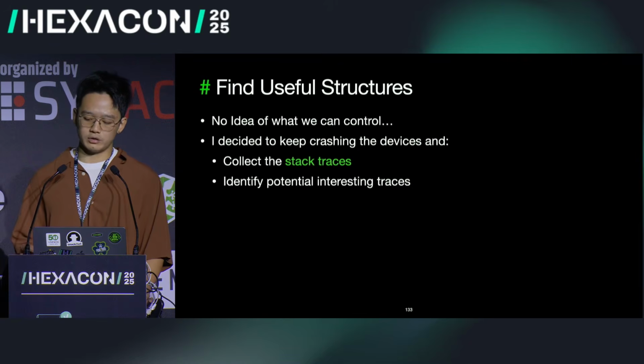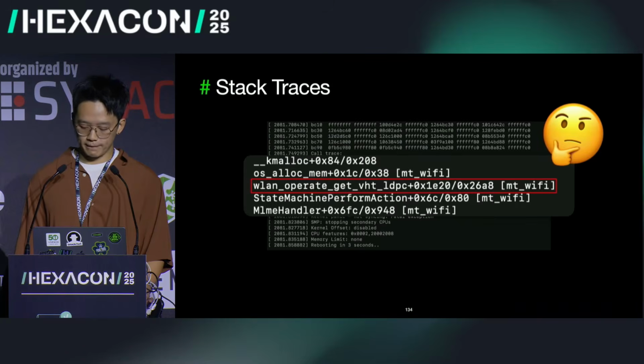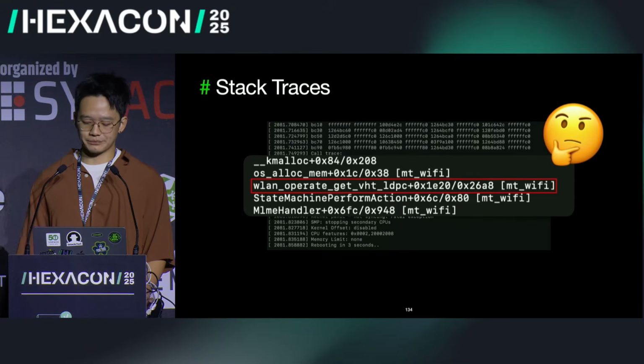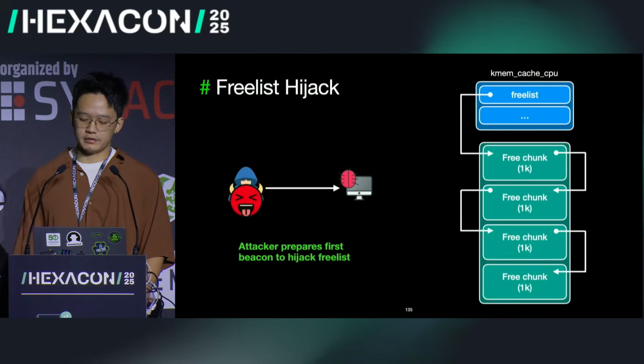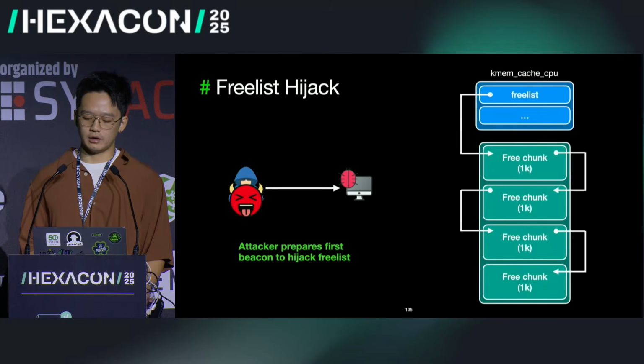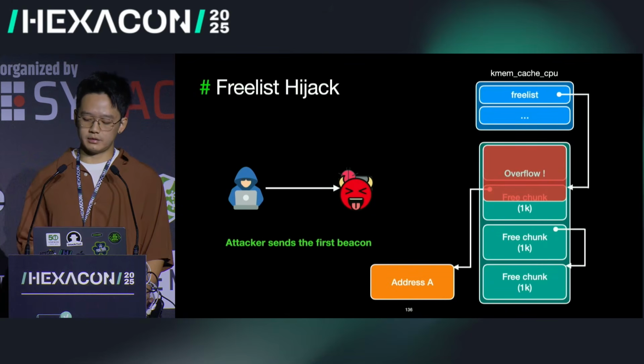So I kept crashing the devices and collecting state traces for analysis. I found multiple state traces, but the most interesting one is this. So what caused this state trace? At first, the attacker prepared a malicious beacon crafted to hijack the free list, and then sent it to the victim. Now the free list is hijacked to address A.